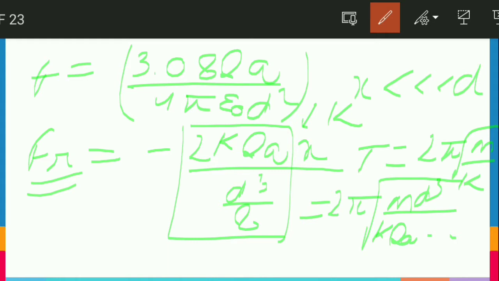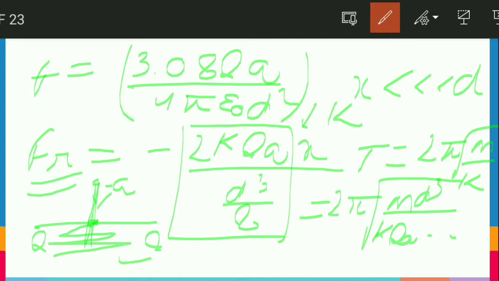One homework question is for you, friends. If this was our system, with this charge Q, this charge Q, and this small q, which was negative, and it oscillates in this direction, if it was placed here and made to oscillate in this direction, then you have to find the time period. The process will be the same: first calculate Fr, make x much less than d, and calculate. I am telling you the answer: it will come out as T equals T2.